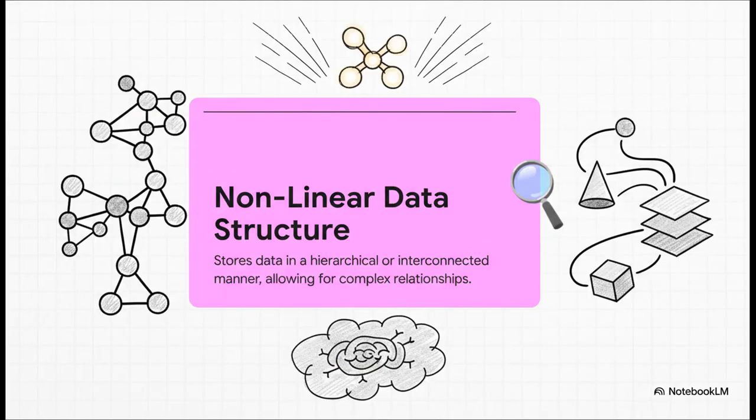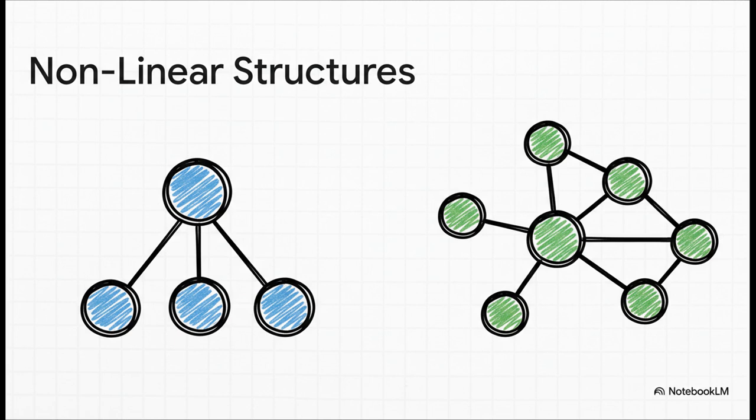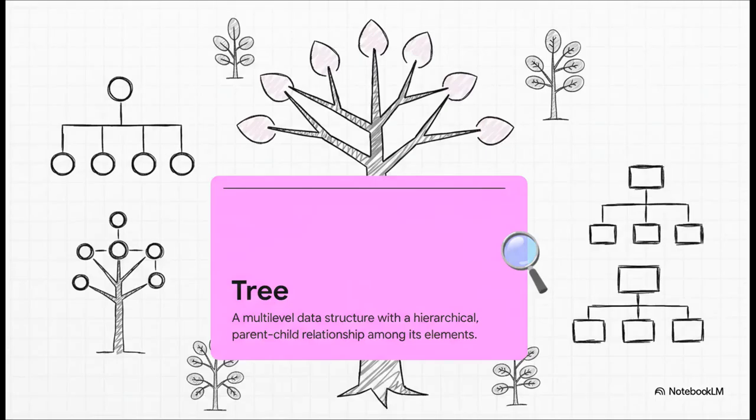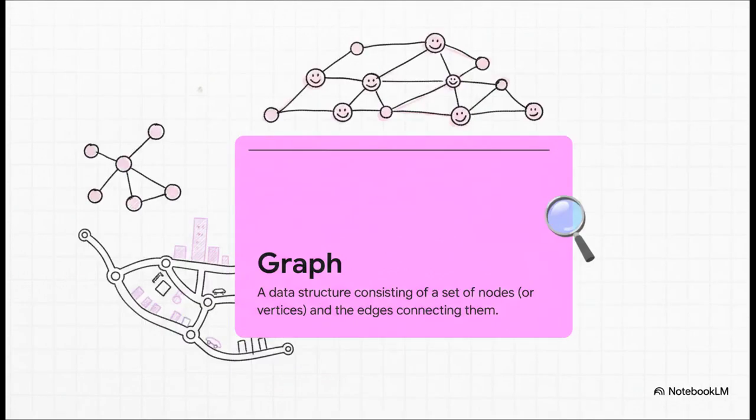Now, this is where things get really cool. Nonlinear structures let us map out more complex real-world relationships. And there are two main types you absolutely have to know: trees and graphs. They're the big ones. A tree is perfect for anything with a hierarchy. Think of a file system on your computer or a family tree. And then you have graphs, which are all about networks. We're talking social media, city maps, you name it.